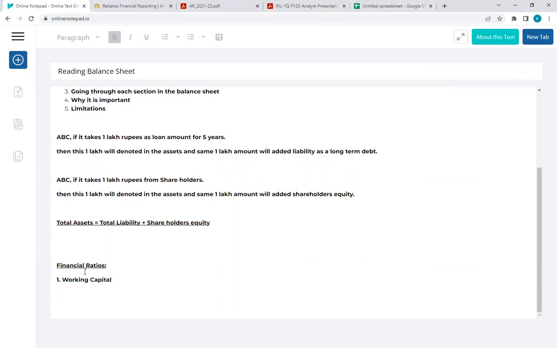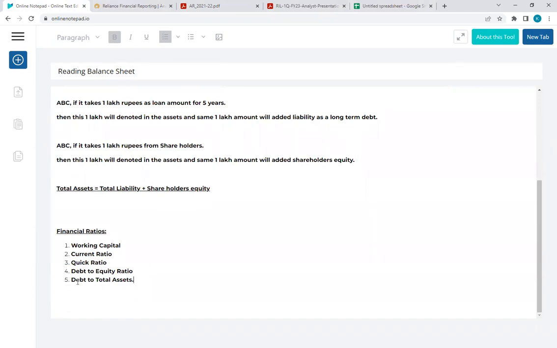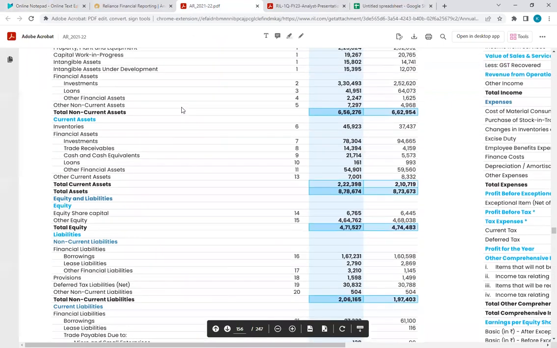Okay, number two, current ratio. Number three, quick ratio. Number four, debt to equity ratio. Number five, debt to total assets. These are the main or important ratios which we can calculate from the balance sheet information.